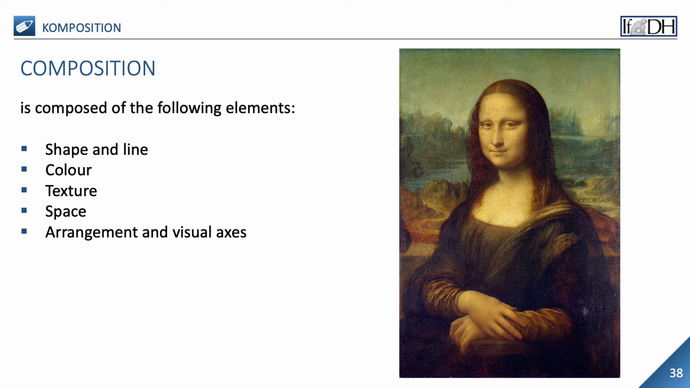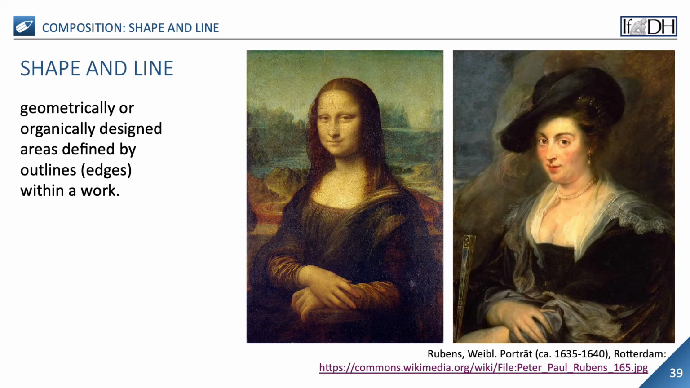In the visual arts, composition refers to the formal arrangement of visual elements, such as figures, trees, etc. Composition, or pictorial structure, is not identical with motif, or pictorial theme, or style, that is, a manner of execution. Composition is made up of the following elements: shape and line, color, texture, space, and arrangement and visual axis. Let us first come to the line, which encloses forms in outline.